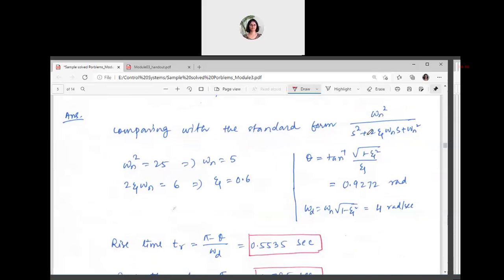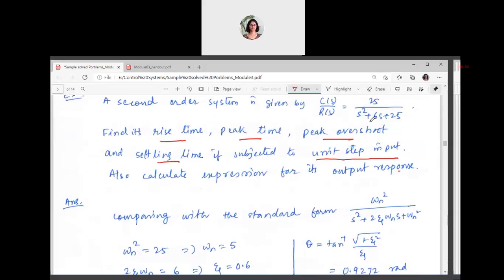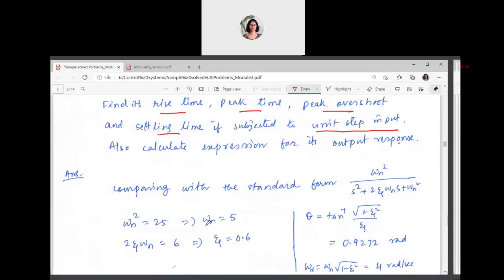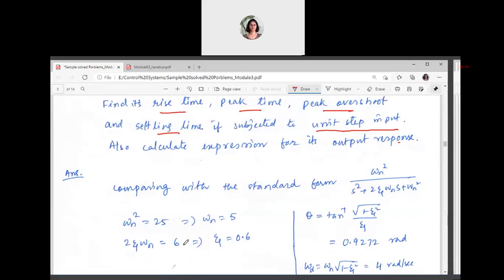So from the transfer function that is given, omega n square is 25 and 2 zeta omega n is equal to 6. So omega n square is 25, so from here I'll get omega n which will be 5, and 2 zeta omega n is 6. So zeta I can calculate from here, which will be 0.6. Now I need to calculate rise time, peak overshoot and settling time.